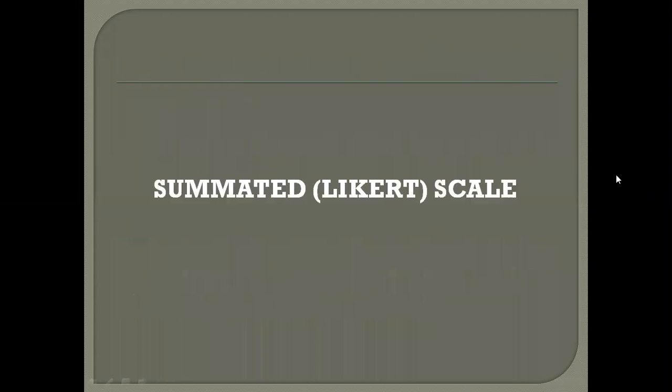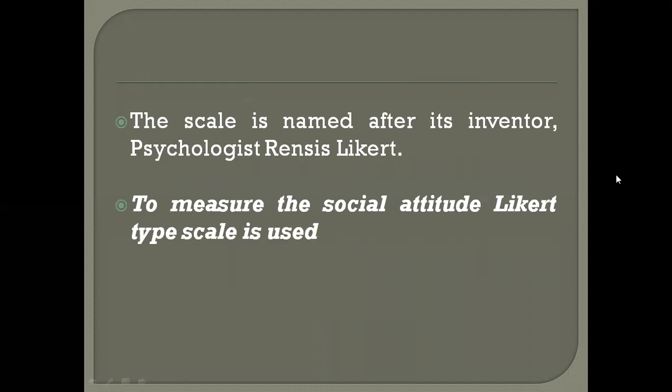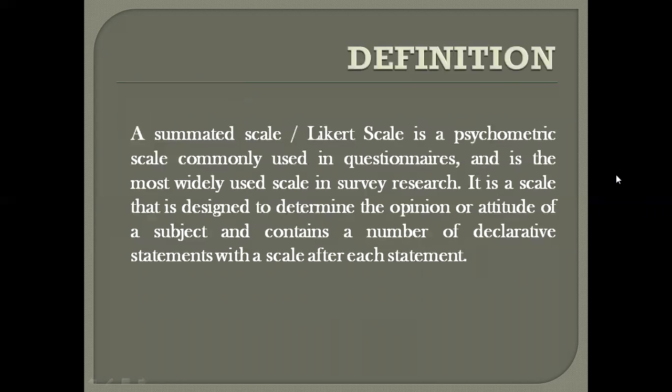Next, coming to summated scale or Likert scale. This is one of the most common types of attitude scale that we use everywhere. Okay, so this scale is named after its inventor, psychologist Francis Likert. So the psychologist Francis Likert invented this scale. That is why it is also known as Likert scale. So to measure the social attitude, Likert scale is used. If we want to measure the social attitude, we can use the Likert scale.